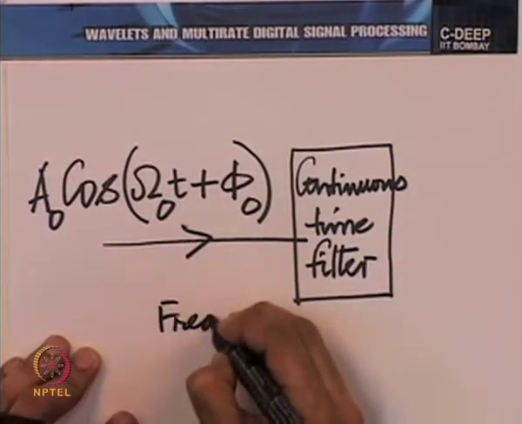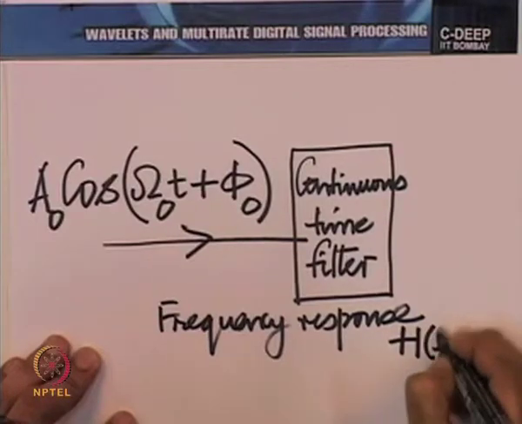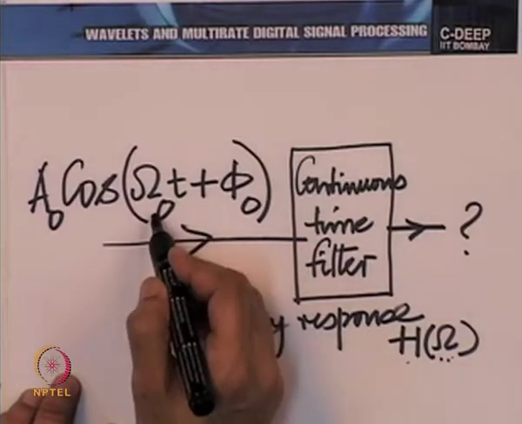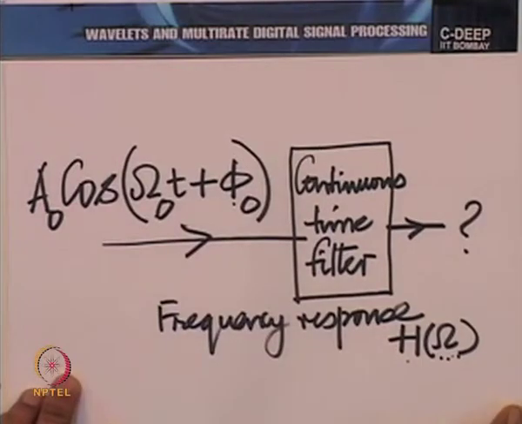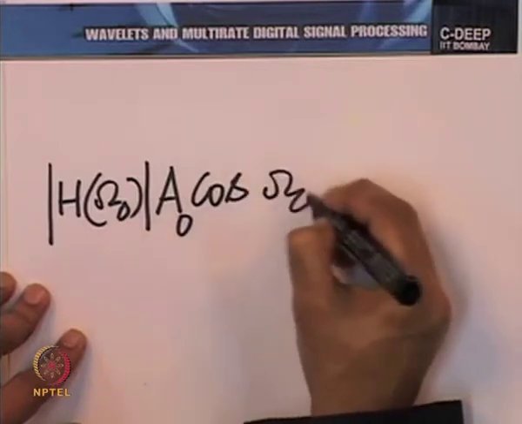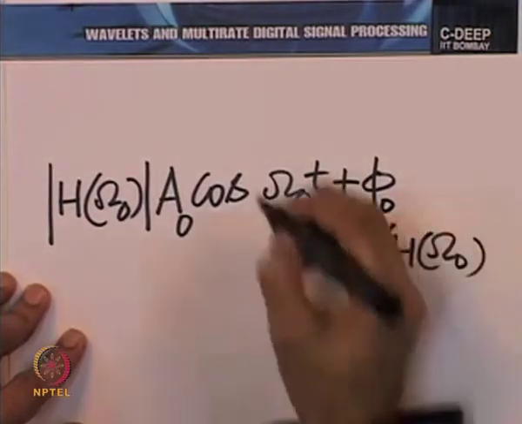to a continuous time filter with frequency response, let us say, h as a function of omega. What would come out? Very simple. You would evaluate the frequency response, which is of course a complex number as a function of capital omega, at omega equal to omega naught. The magnitude would multiply the magnitude, the angle would add to the angle. So, in other words, what would come out is mod h evaluated at omega naught, times a naught cos of omega naught t plus phi naught plus angle of h evaluated at omega naught.